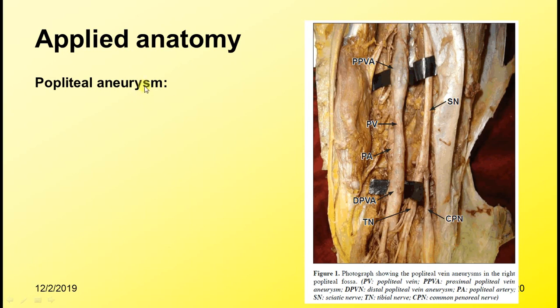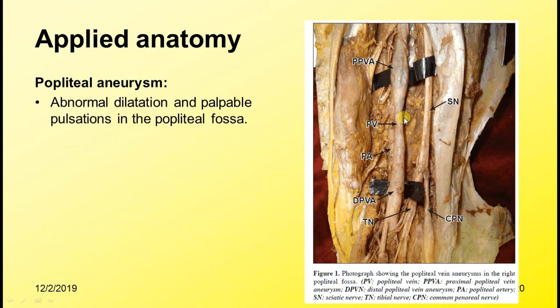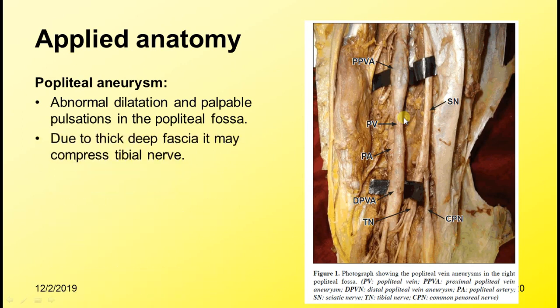The next you are able to see aneurysms, abnormal dilatation of the artery, but here the vein only is shown as dilated. This is venous aneurysm. This is PPVA, proximal popliteal vein aneurysm. You are able to see an abnormal dilatation. This is the lower part of the vein, distal popliteal vein aneurysm. Deep to the vein you are able to see the popliteal artery, but here it is a venous aneurysm. So any abnormal dilatation of the vessel is actually called popliteal aneurysm. So pulsations of the vessels you can feel in the popliteal fossa.